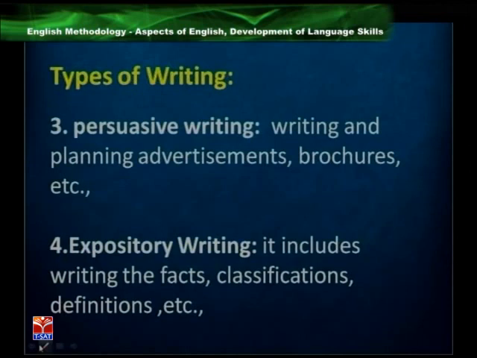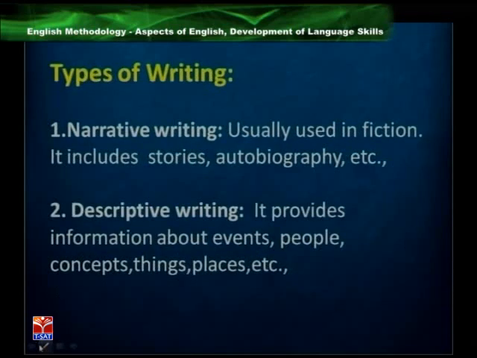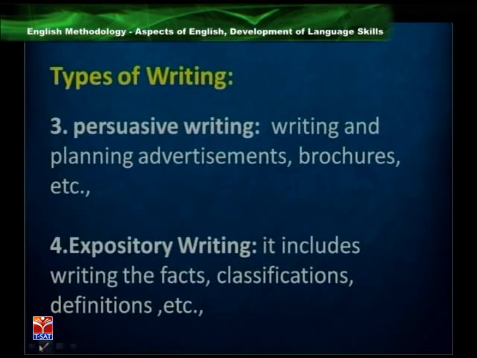The next type of writing is persuasive writing: writing and planning advertisements, brochures, etc. Coming to the narrative part, they are narrating stories or autobiographies. Whereas in the descriptive part, they are describing a whole trip or a whole tour. But coming to this part, it is talking only about planning an advertisement or brochure.